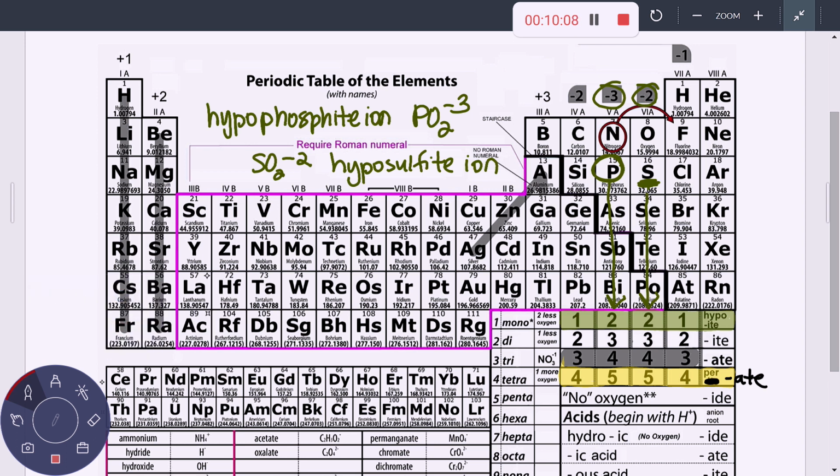Okay, so if you have something like the perchlorate ion that contains chlorine, so you would come here, ClO4 -1 would be the perchlorate ion. Okay, I don't think we need to do any more of those. I think you got the idea.